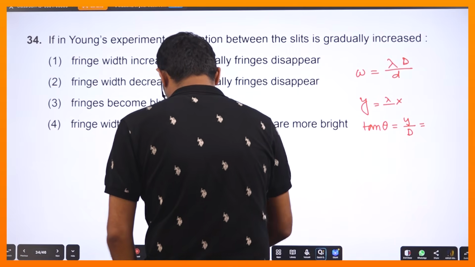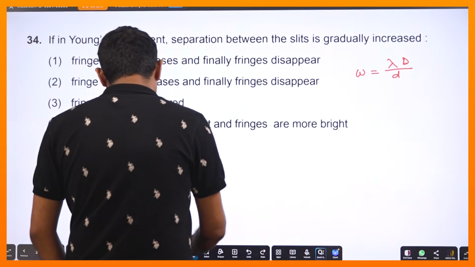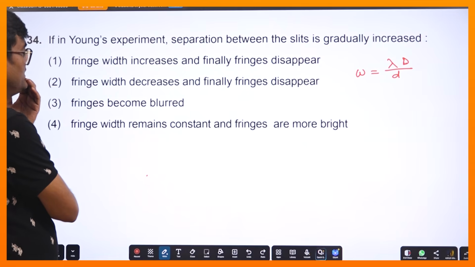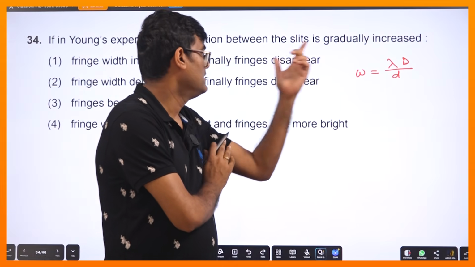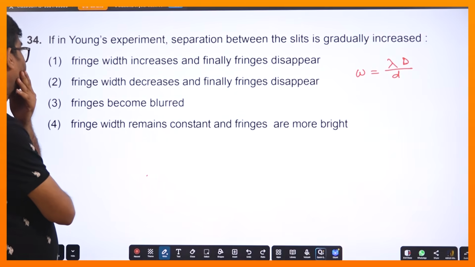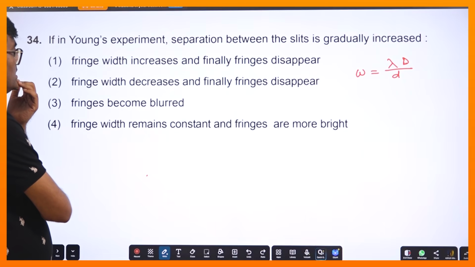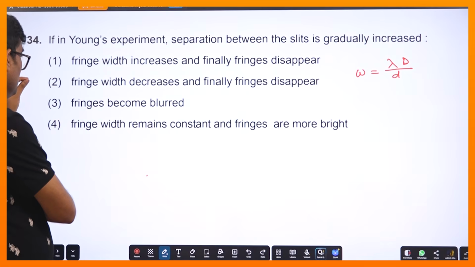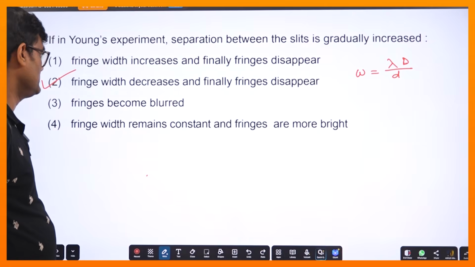Yes. Lambda into capital D by small d. That is the fringe width. So my options are: if the separation between the slits is increasing, right? If small d increases, then fringe width decreases, right? And finally, fringes disappear. Fringe width decreases, fringe width remains constant, fringes become blurred, and so option 2 is the correct choice, right?